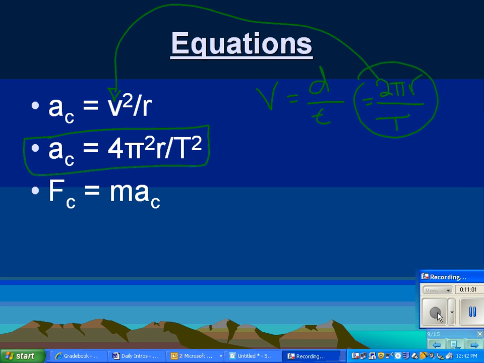The third equation is this one, which is basically Newton's second law. If you want to figure out how much force it takes to make something go in a circle, or even around a part of a circle, around a corner, this is called centripetal force.